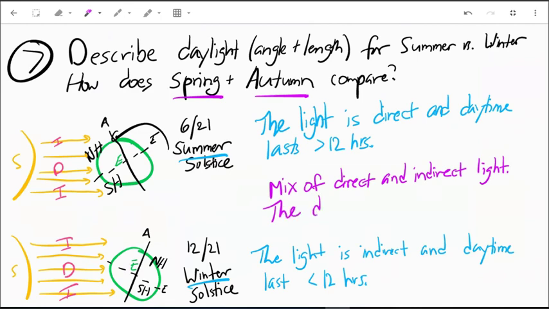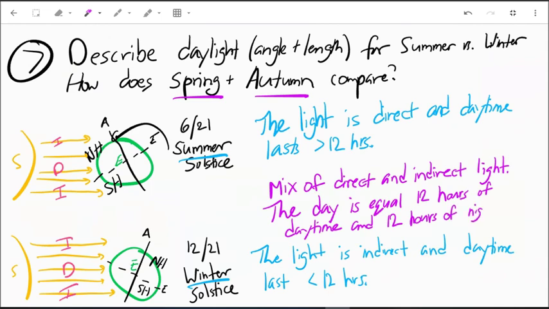The day is equal, 12 hours of daytime and 12 hours of nighttime. This is called a what? Well, if it's equal, this is the vernal and autumnal equinox.